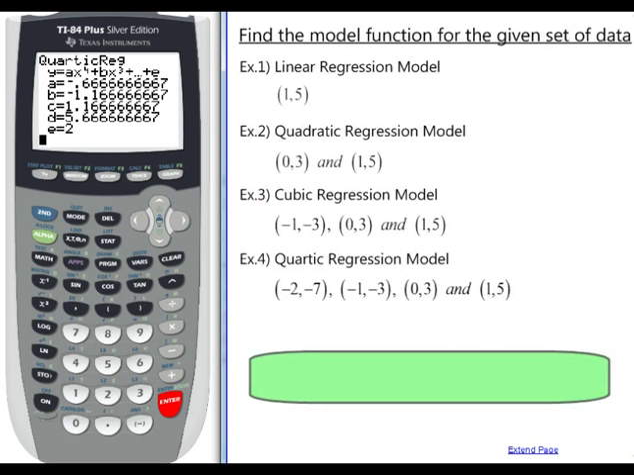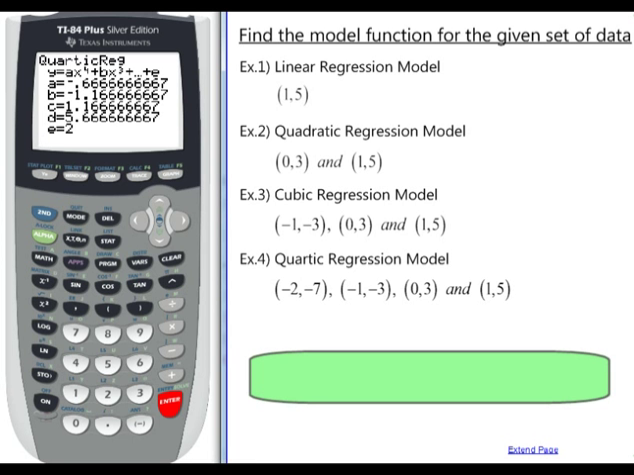Now on this next page, just to practice a little, I want you to go ahead and pause and try all of these on your own. So you want to find the model function for the given set of data. So for example, 1 linear regression, 2 quadratic, 3 cubic, and 4 quartic. And then check back with me when you're finished.